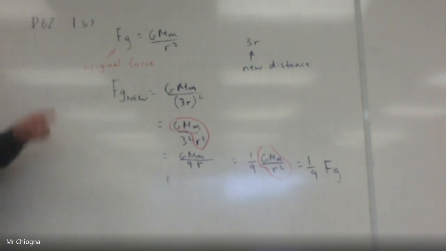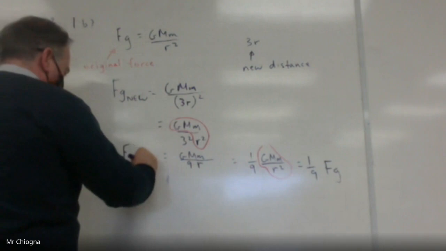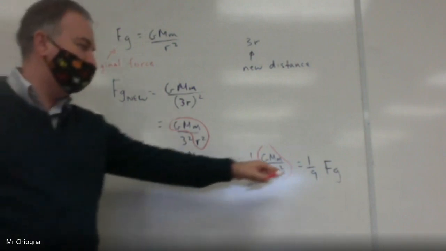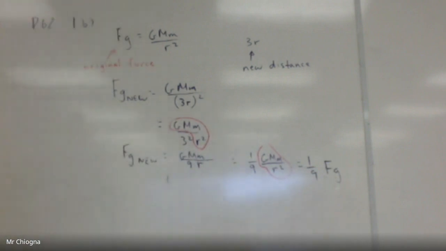But what am I saying? Similar to what I said before. The new force goes here on the left. The new force is 1/9 of the original. New force is less. How much less? 1/9 of the original. Divide the original by 9. That makes sense, right? The farther and farther these two objects are, what happens to the force between them? Yeah. That's what you expect.